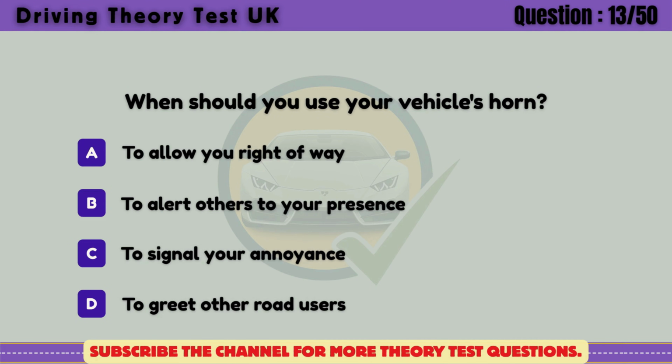Question 13. When should you use your vehicle's horn? Option A. To allow you right of way. B. To alert others to your presence. C. To signal your annoyance. D. To greet other road users.